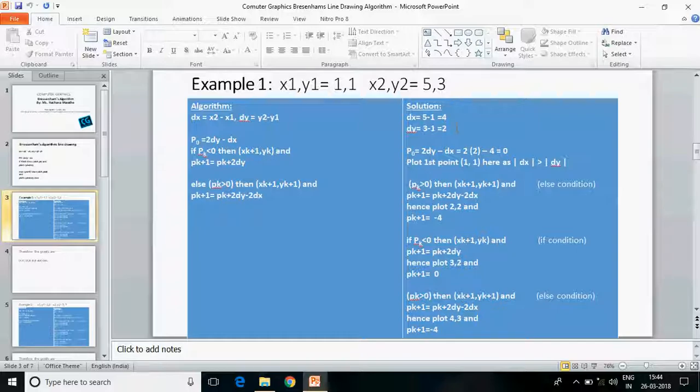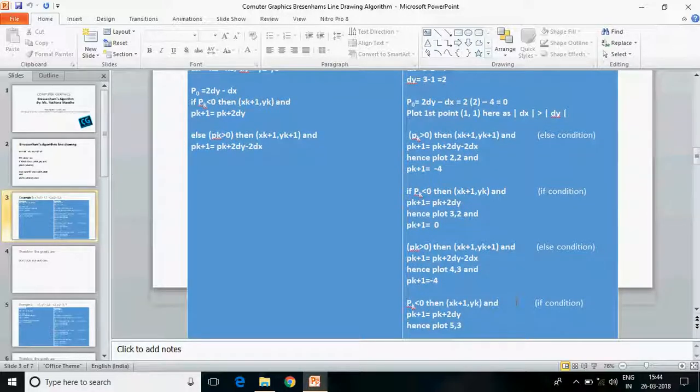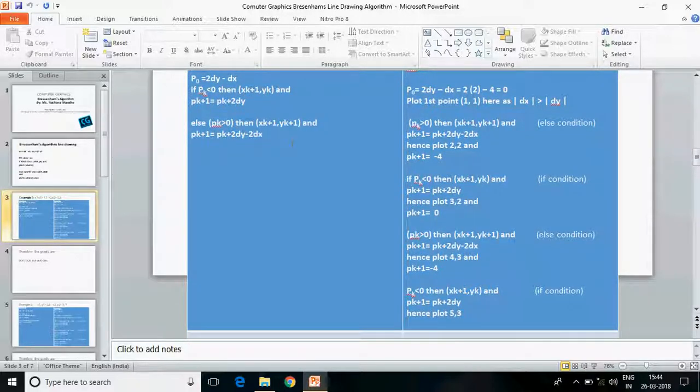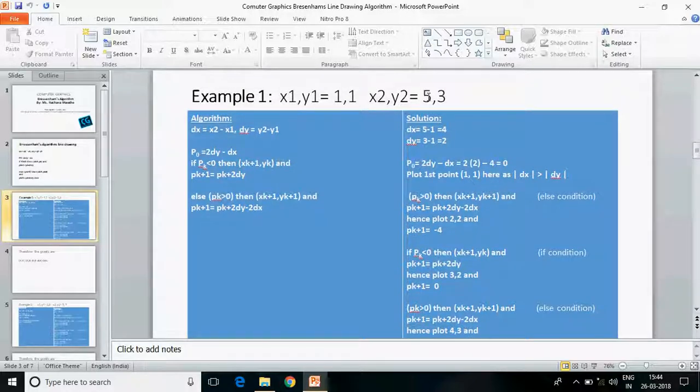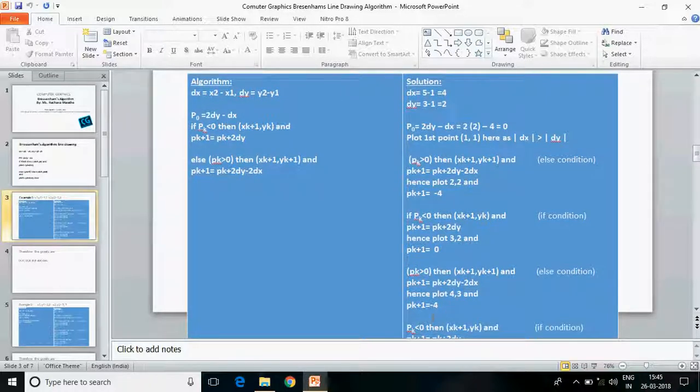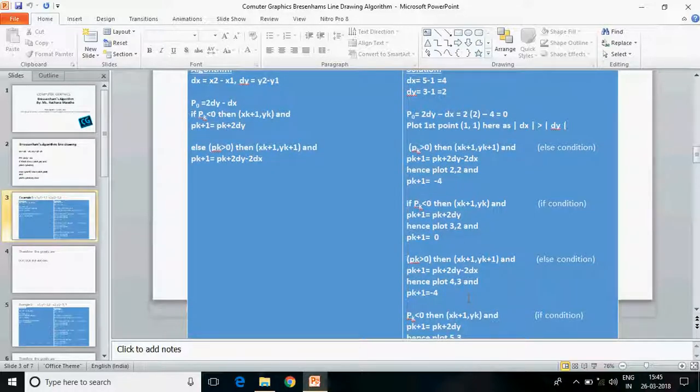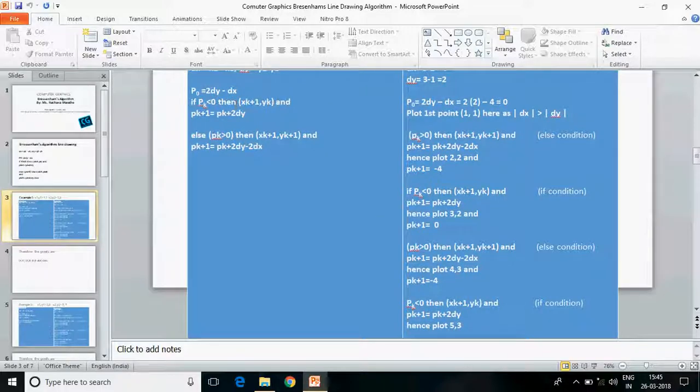But we stop here to check whether we have reached the last point of the line. No, they are not equal. We have reached 4, 3, whereas the end point of the line is 5, 3. Hence we need to calculate the pk plus 1 again using this equation, old pk value plus 2 dy minus 2 dx, which is minus 4. Again minus 4, which is less than 0.